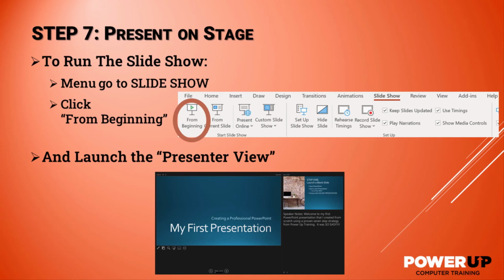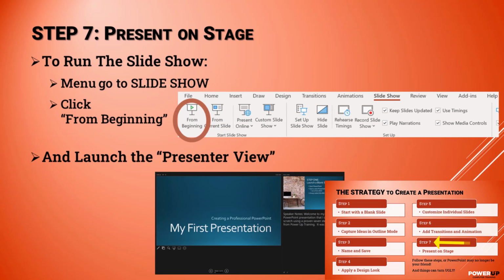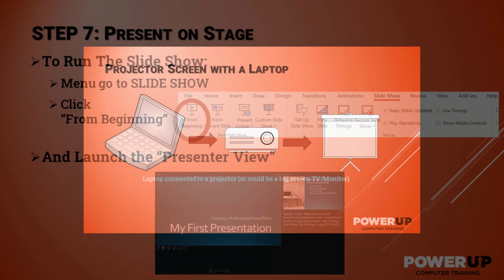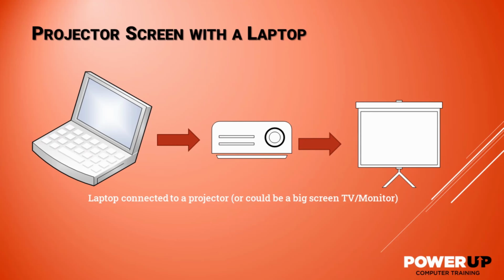On to the last step, presenting on stage. I've already previewed how to launch the presentation from the shortcut at the top of the screen, but there's much more to see if you go into the slideshow menu from the ribbon menu. At a high level, the slideshow choice in PowerPoint lets you present the slides in full screen.